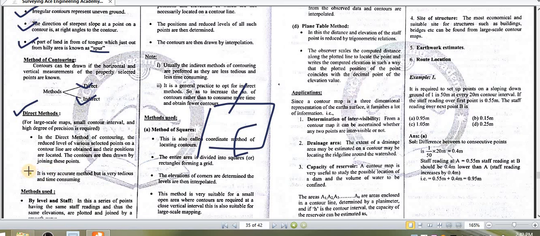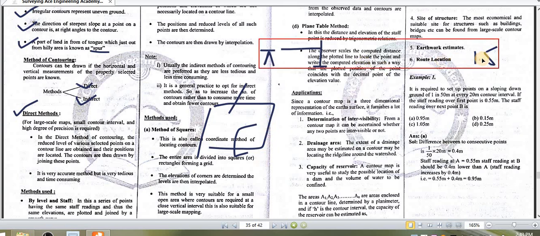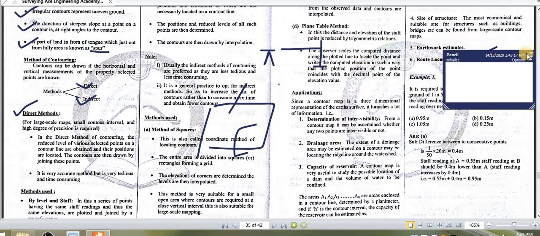It is a very accurate method, but it is very tedious and time consuming. If you want to find out the contour of 100, you will have to place your instrument over here and see whether the reading for 100 is coming out to be 1.5. So you will have to check through this whole area where the height is 1.5. This is very time consuming.